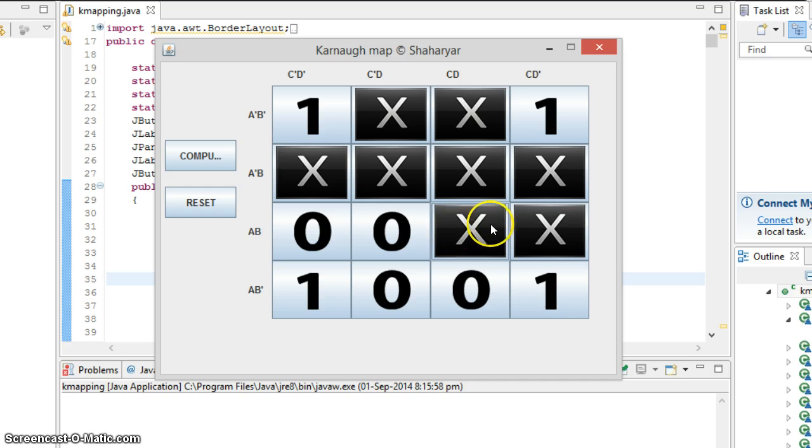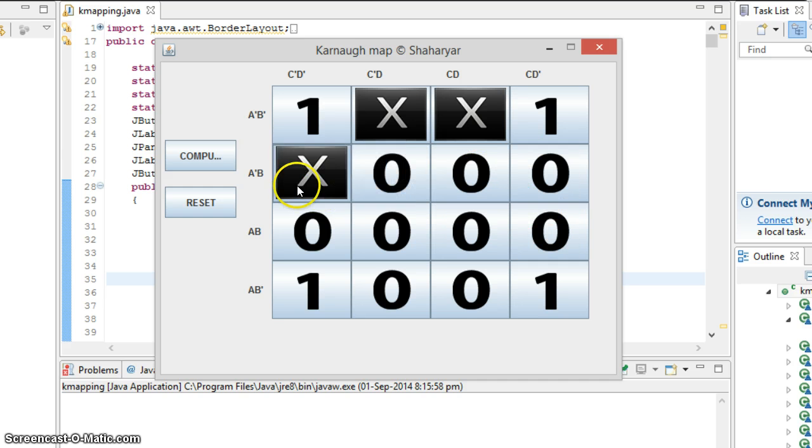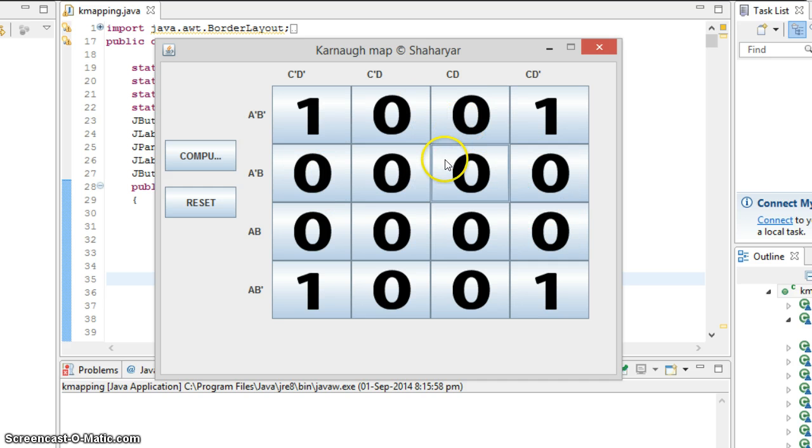Making it all zero, obviously the answer will be yes. The answer was obvious. It will form a group of four. This one, this one, this one. It will form a group of four. It's actually wrapping around. Yes, and we are getting A.